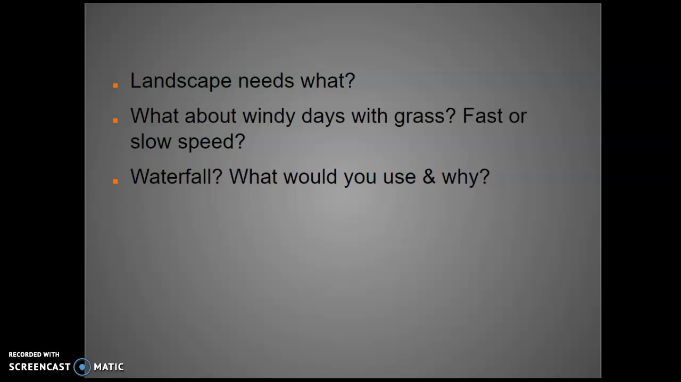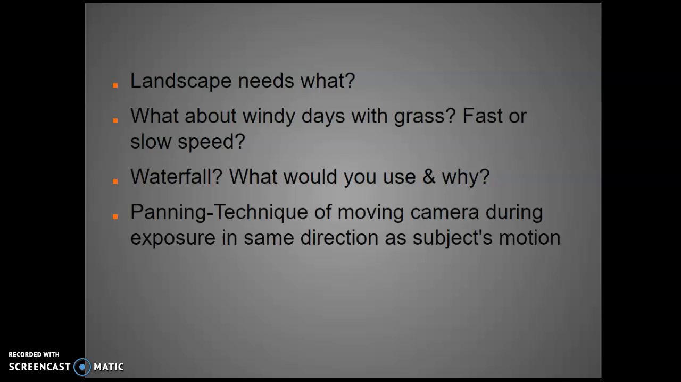Okay, waterfall. Remember, this comes back to when we were doing your Photo 1 test. What would you use and why? There's no right or wrong answer here. A fast shutter speed will freeze the water as it moves. A slow shutter speed will blur the water as it moves for that majestic look.